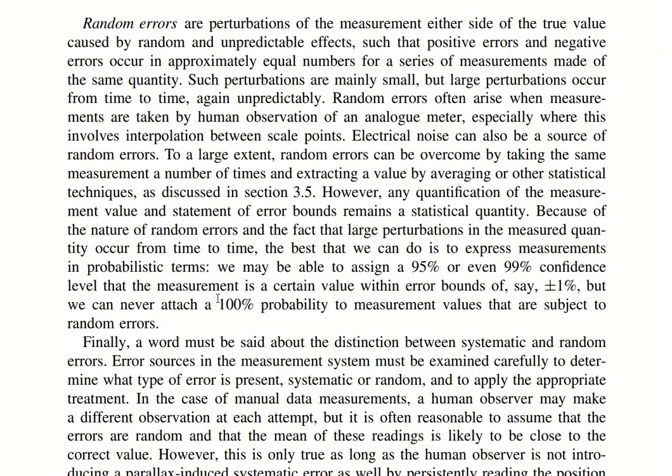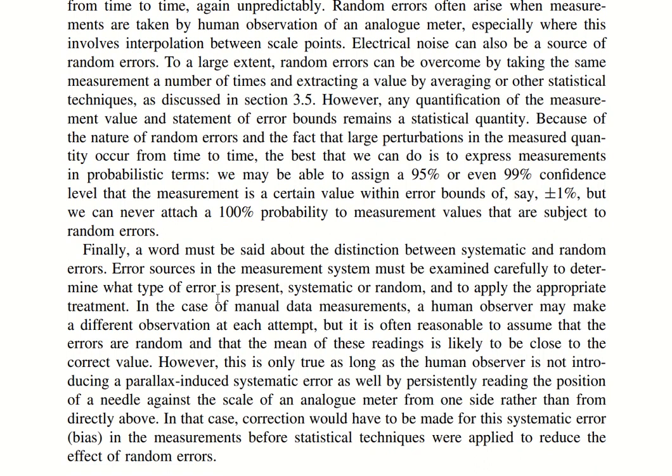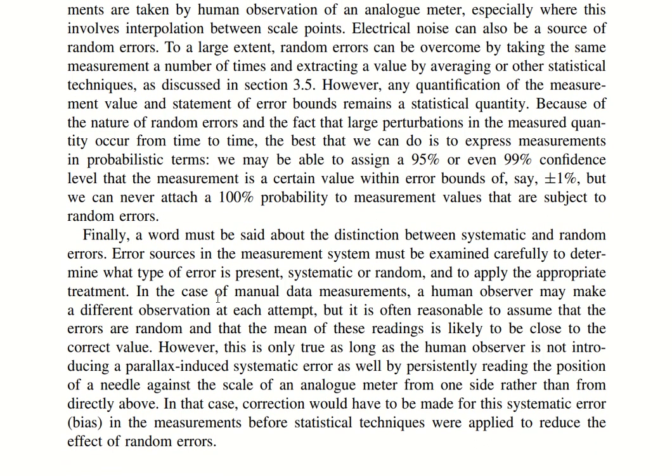Now what would be the difference between systematic and random errors? The error sources in the measurement system must be examined carefully to determine whether the type of error which is present is a systematic error or a random error, and then you have to apply the appropriate treatment based on the type of error. So in the case of manual data measurement, a human observer may make a different observation at each attempt, but it is often reasonable to assume that the errors are random, and then the mean of these readings is likely to be close to the correct value.